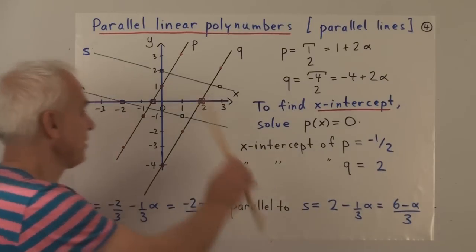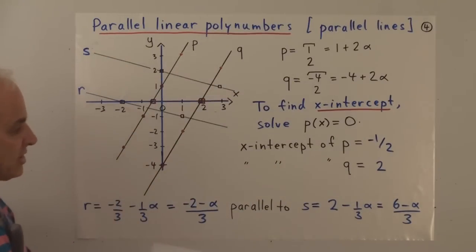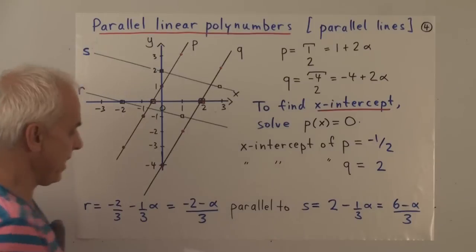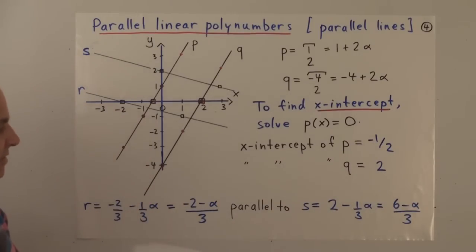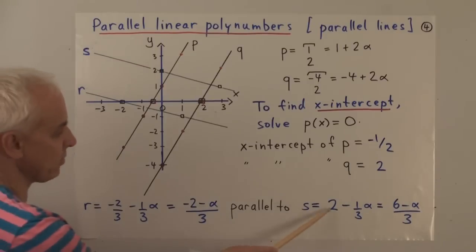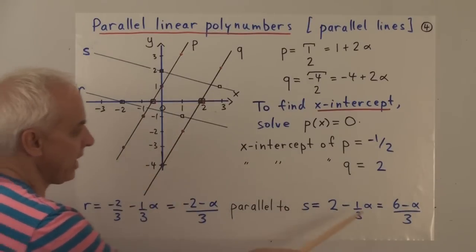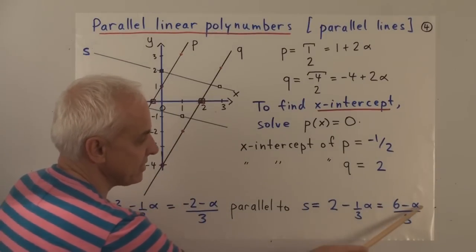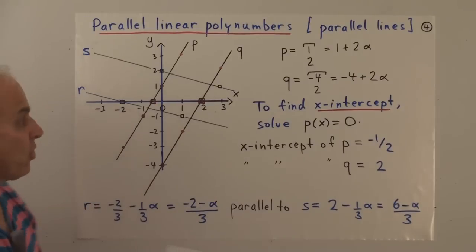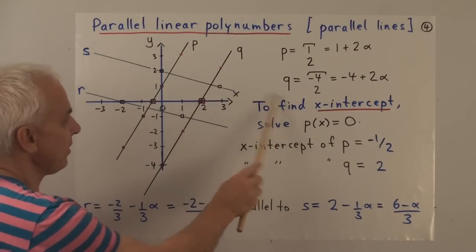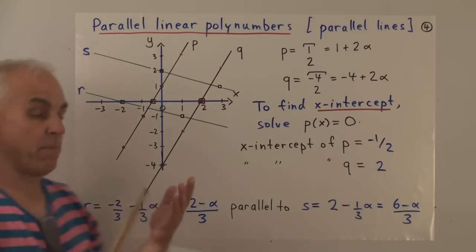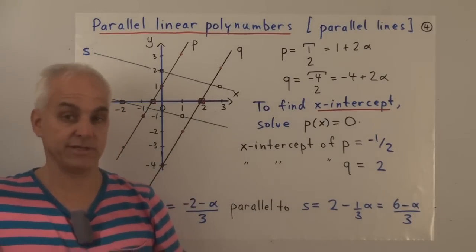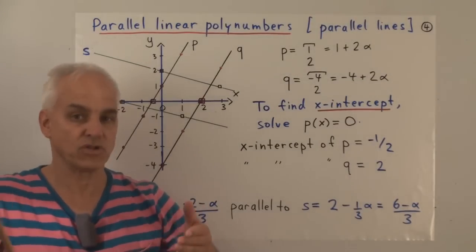And here is S, this one here, which is 2 minus 1/3 alpha. It's parallel to this one because the slopes are the same. They're both minus 1/3. This one has a y-intercept of 2, and if you write it this way, you can see that the x-intercept is going to be 6 out here somewhere. So the idea of parallel lines is very simple. You just look at the slope, which is the first coefficient.